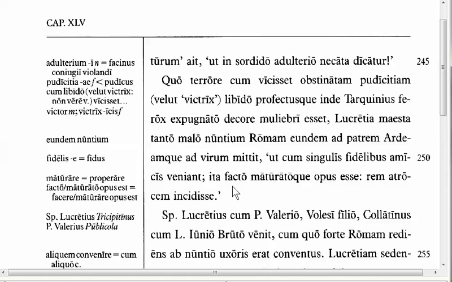Here we have opus esse in this indirect statement, which is why we have the infinitive esse, that there was a need, opus esse. Opus esse takes the ablative, which is why we have facto and maturatoque. These are the ablatives from the perfect passive participles from facere and from maturare, to do and to hurry along. But we'll translate these as there was a need of action, something needed to be done, and of speed, something needed to be hurried along. The next new feature is in line 266.